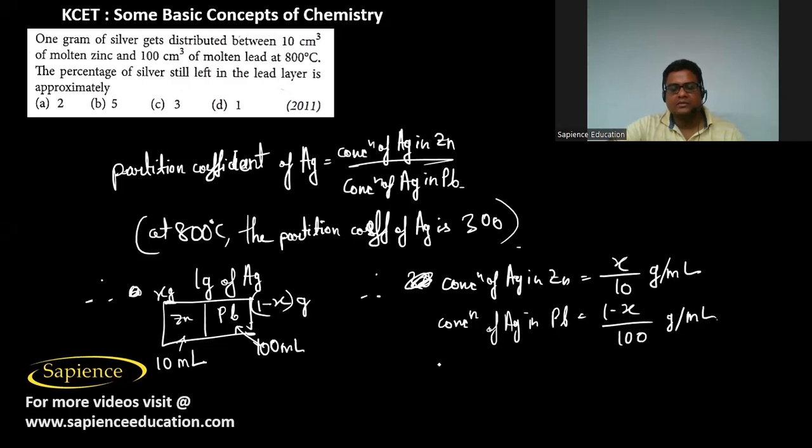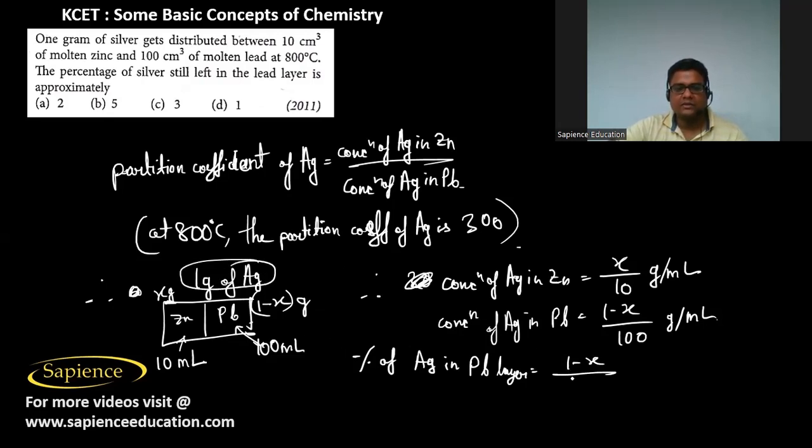Now here we have to find the percentage of silver in the lead layer. That will be equal to the mass of silver in the lead layer, which is 1 minus X, divided by the total mass of silver which is taken, which is 1 gram, into 100%. So we have to do 1 minus X into 100%. That will give us the answer.